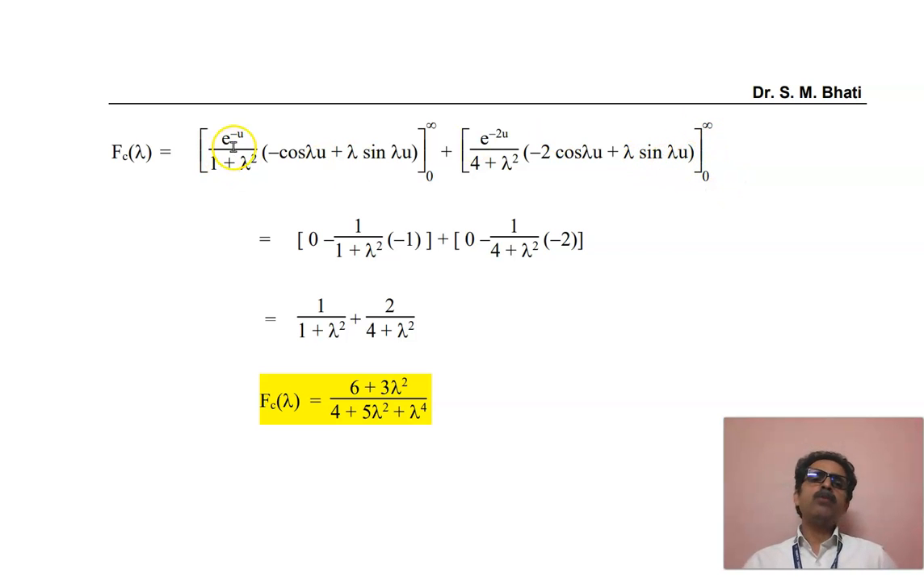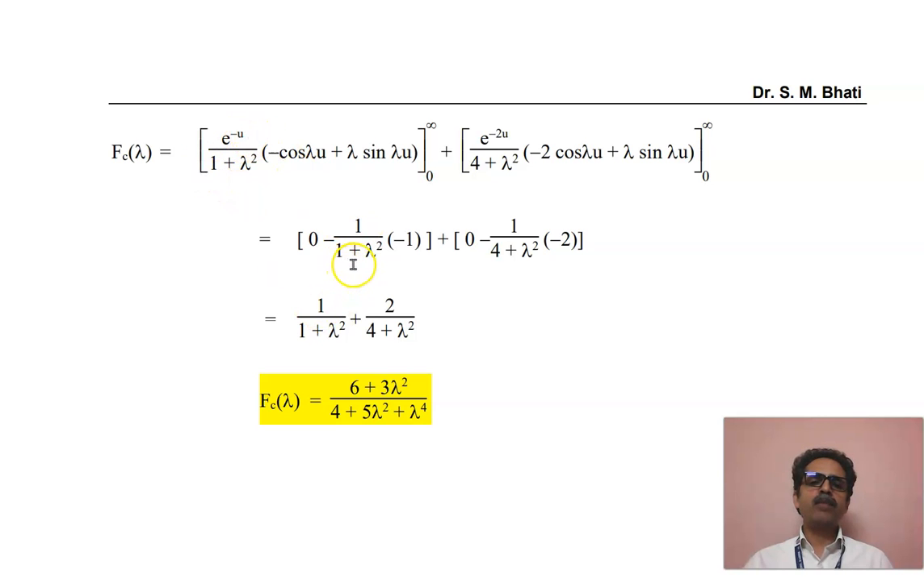First we put u is infinity here. When you put u is infinity, you will find e raised to minus infinity, and as I said, e raised to minus infinity is 0, so that becomes 0. Then you put u is 0. When you put u is 0 here, e raised to minus 0, that is 1.